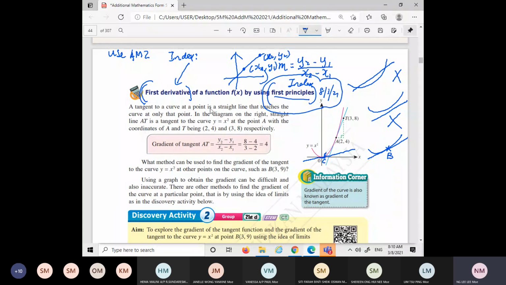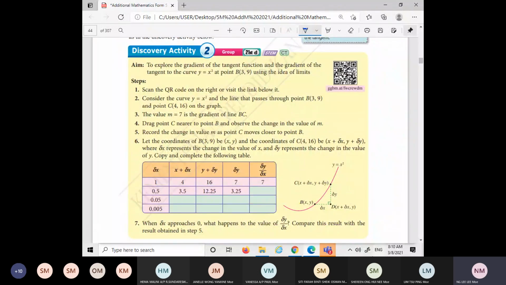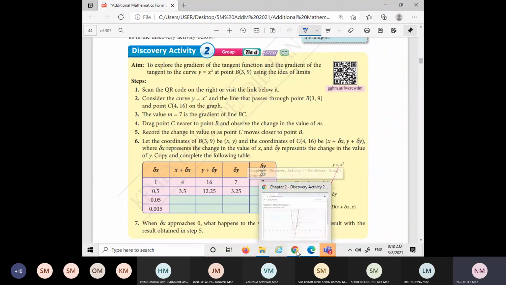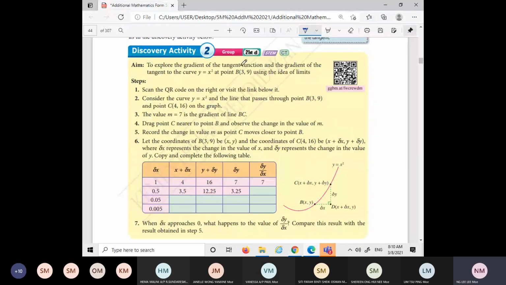Then using the same book MS2, let us see this activity. I open the link. This is the link. Some of you have no textbook, so I have to return to the textbook. Go through this first to explore the gradient of the tangent functions and the gradient of the tangent to the curve y equals x squared at the point B (3, 9) using the idea of limit.